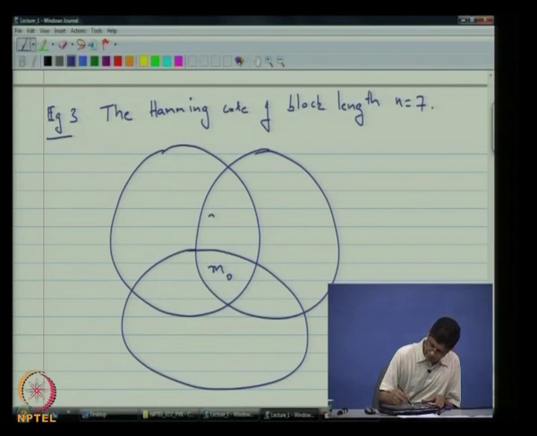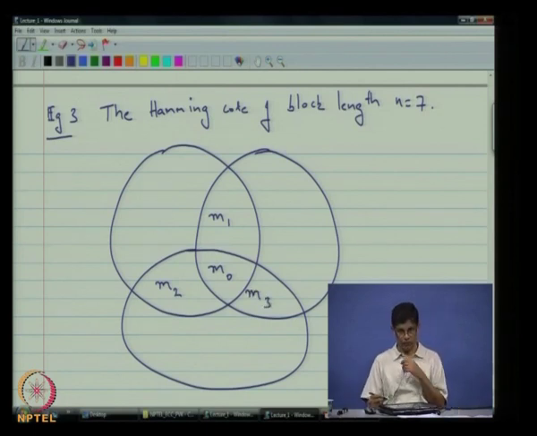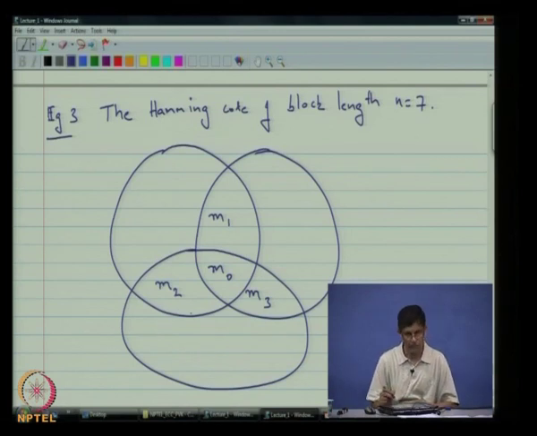M0, M1, M2, M3. Each of these represents a symbol, and it turns out that in the Hamming code you can pick these symbols any way you like, but of course this is a binary code, so you can only make it either 0 or 1. So, there are only 2 possibilities. That means the total number of code words is 2 times 2 times 2 times 2, which is 16. So, the Hamming code will actually contain 16 code words.